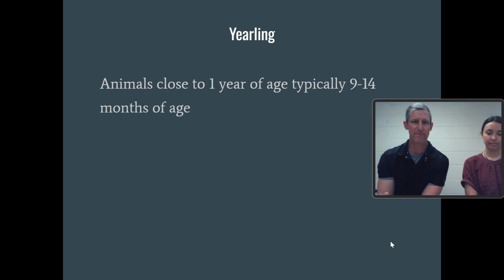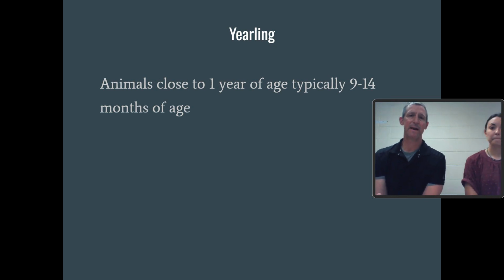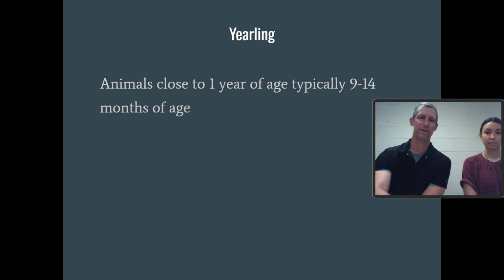All right, next we have yearling. And a yearling is pretty much what it says that it is, an animal that is close to a year of age. Now, typically, we can range anywhere from 9 to 14 months of age and still be a yearling. That's just a term that's used in agriculture, especially in cattle. We call those a group of yearling heifers that are out on the wheat pasture or something like that. So that's telling you the age of them. That term yearling means basically that they're close to a year of age.